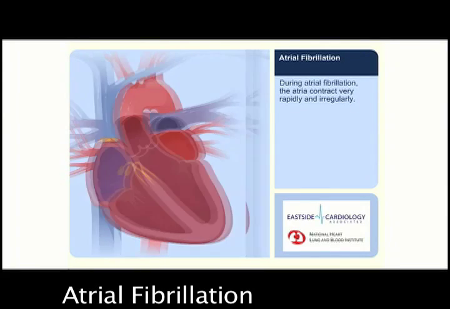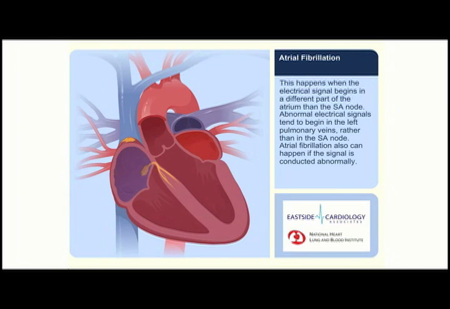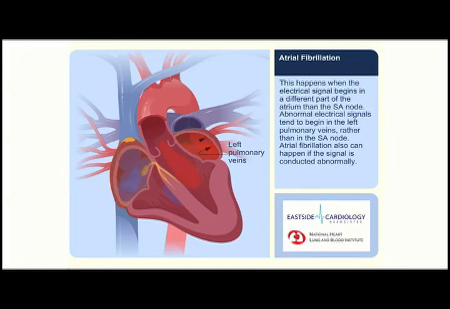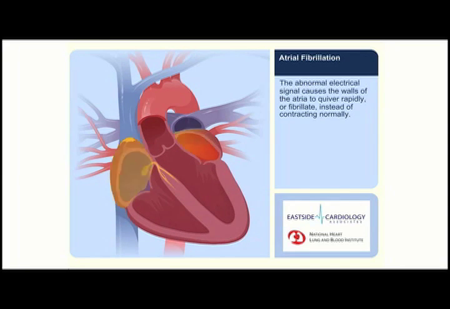During atrial fibrillation, the atria contract very rapidly and irregularly. This happens when the electrical signal begins in a different part of the atrium than the SA node. Abnormal electrical signals tend to begin in the left pulmonary veins, rather than the SA node. Atrial fibrillation also can happen if the signal is conducted abnormally. The abnormal electrical signal causes the walls of the atria to quiver rapidly, or fibrillate, instead of contracting normally.